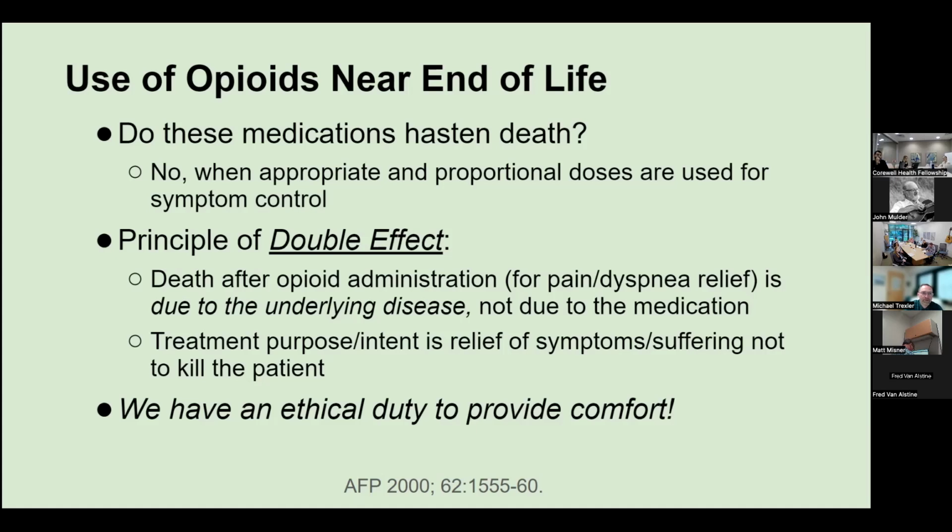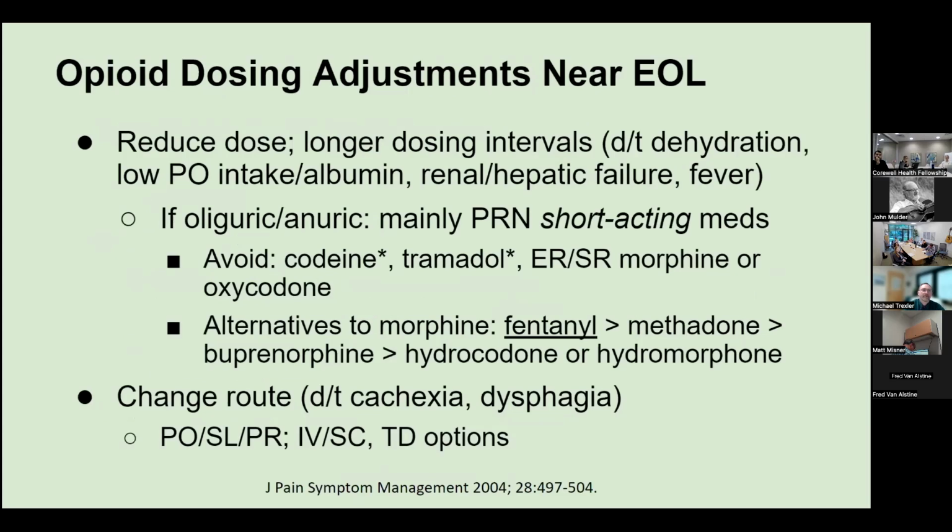So death after opioids is due to the underlying disease, not to the medication, unless you give a whopping dose in somebody who's naive, for example. So near end of life, generally you'll need to reduce the dose unless they have a reason to have escalating symptoms. Because of dehydration, low oral intake, low albumin, renal and hepatic failure, or fevers, generally you can use a lower dose and spread out the interval between the doses.